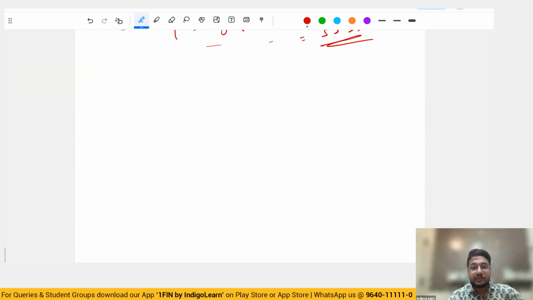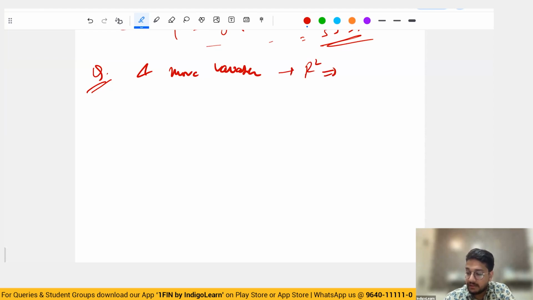Now let's move to the next part, which is to understand and interpret a bit more of this. So for that, we add one more question to this: let's say I have added four more variables to this. And when I'm adding four more variables, my R square has increased to 65%. Now you have to tell me whether I should add these four variables or not.